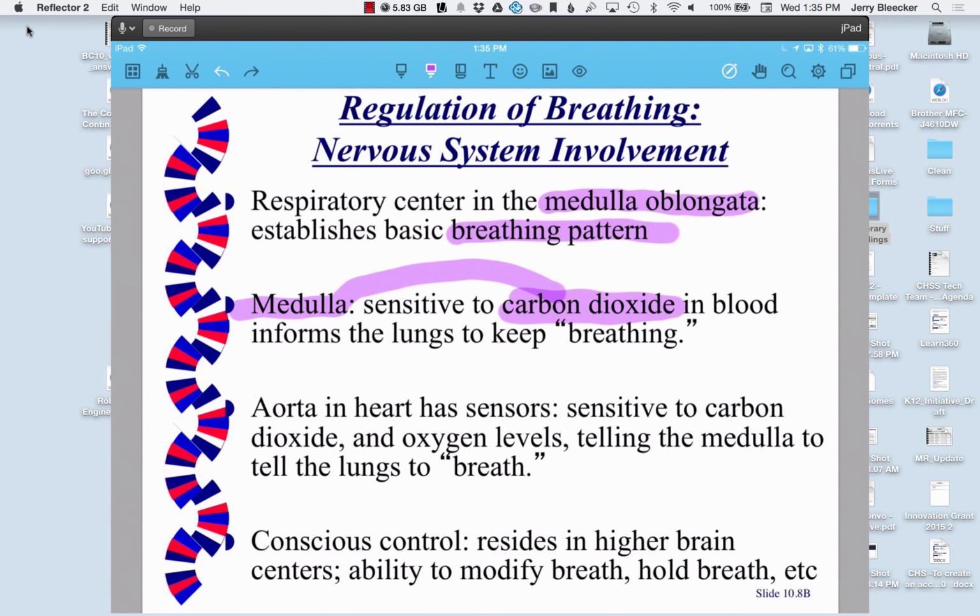The oxygen sensors in the aortic region and the carotids, right, are paying attention more so to the oxygen levels. But carbon dioxide levels are pretty well regulated in the body. They're being listened to. So you can hold your breath, but eventually there will be an override signal from your medulla. So hold it as long as you can. Let's see, I once got up to about a minute and 45 seconds. That was around my personal best.